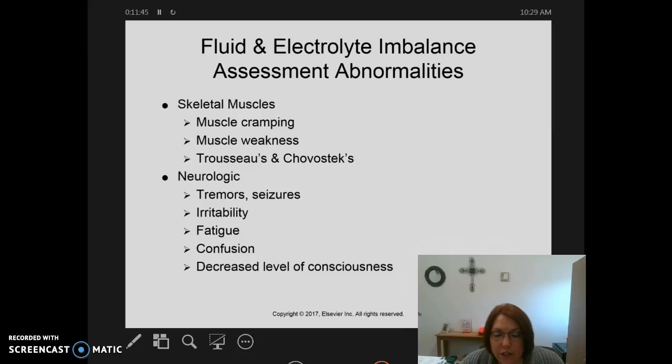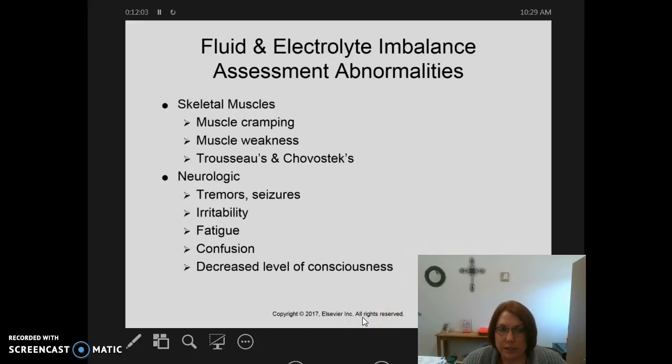Neurologic problems, as an overview that you will see: tremors and seizures may occur with high levels and reduced levels of electrolytes, irritability with dehydration, as well as some of the other electrolyte imbalances, fatigue, confusion, and then decreased level of consciousness. So these are some sure telltale signs that we may have something going on with electrolyte imbalances.